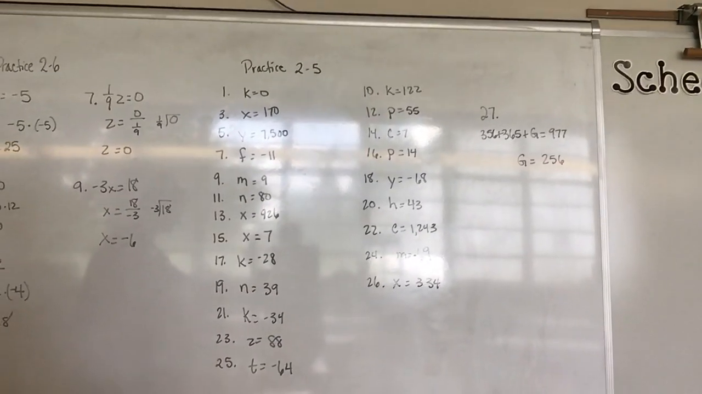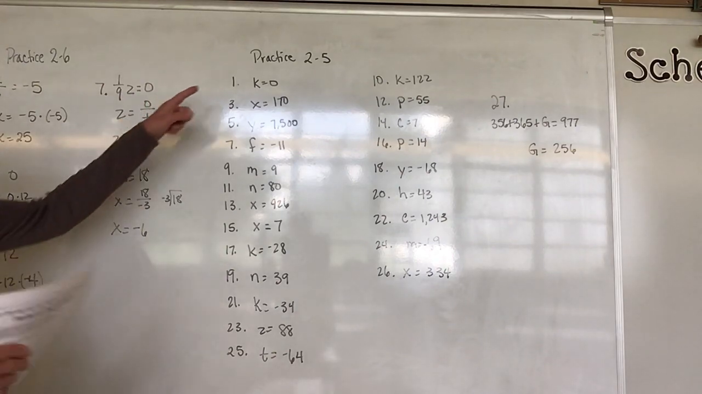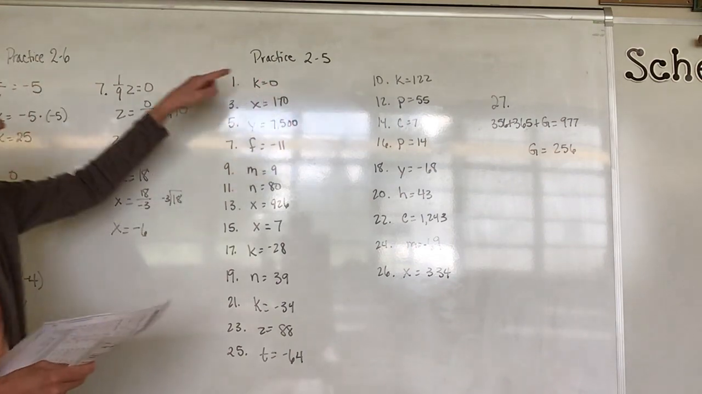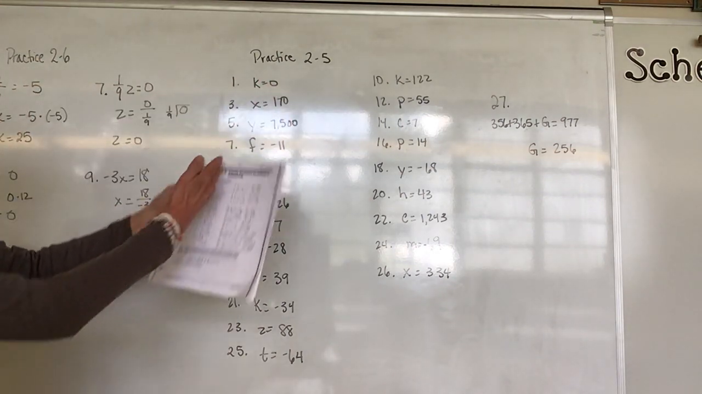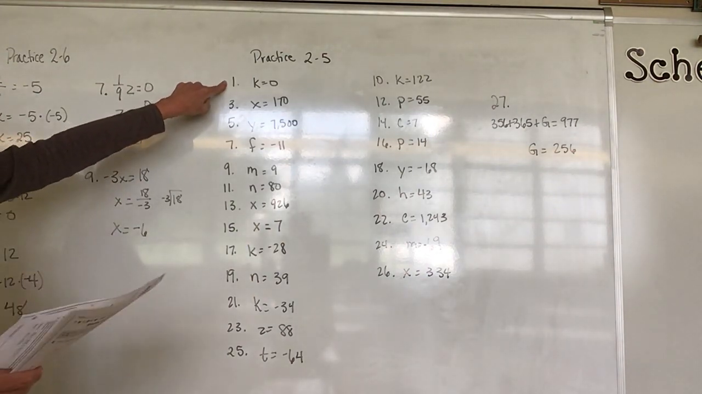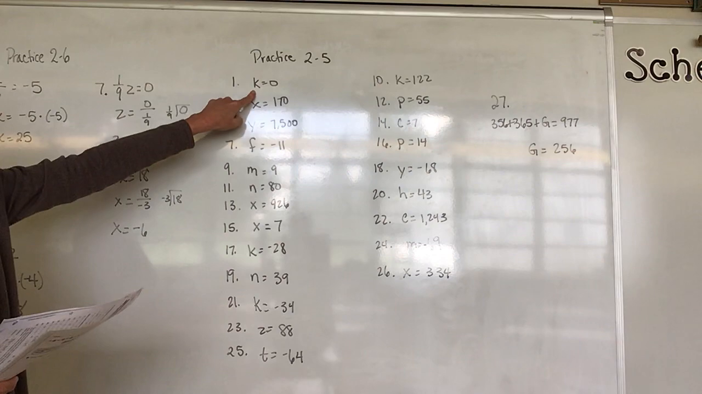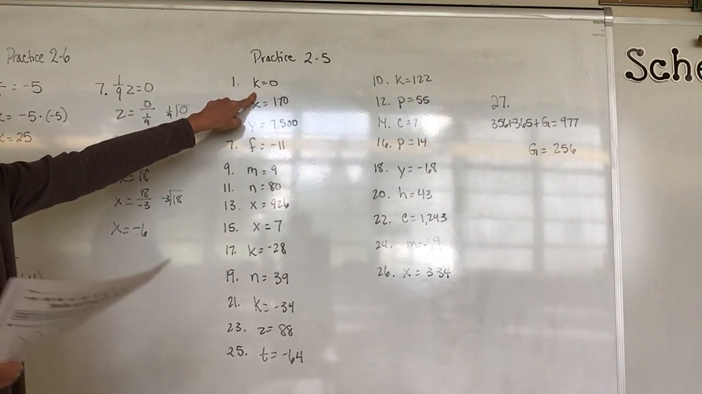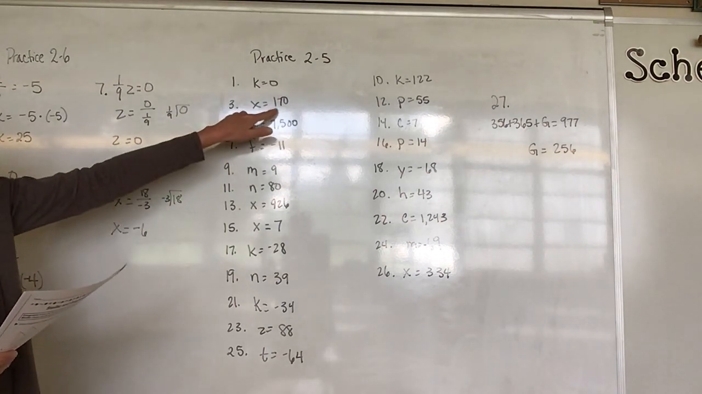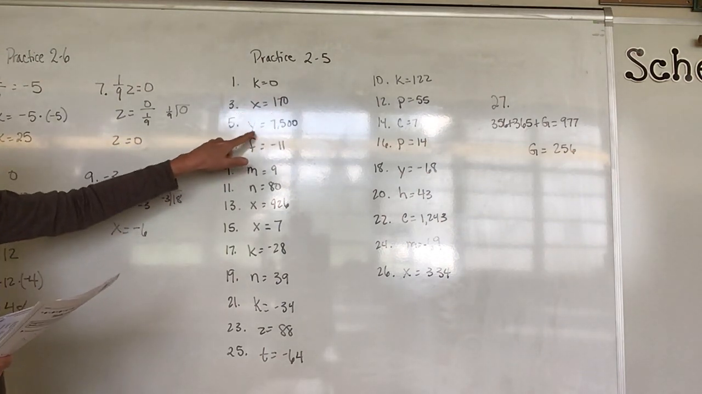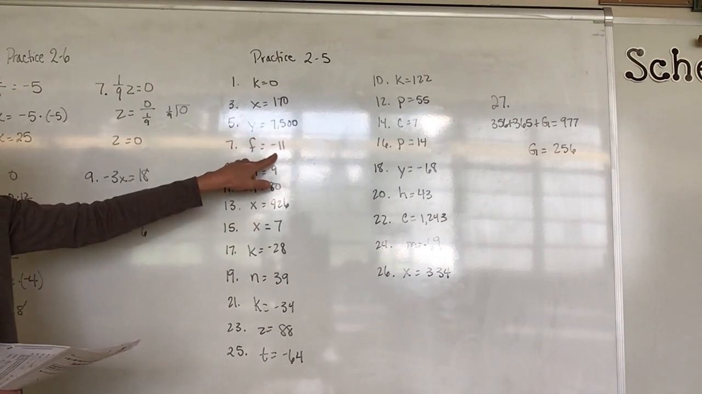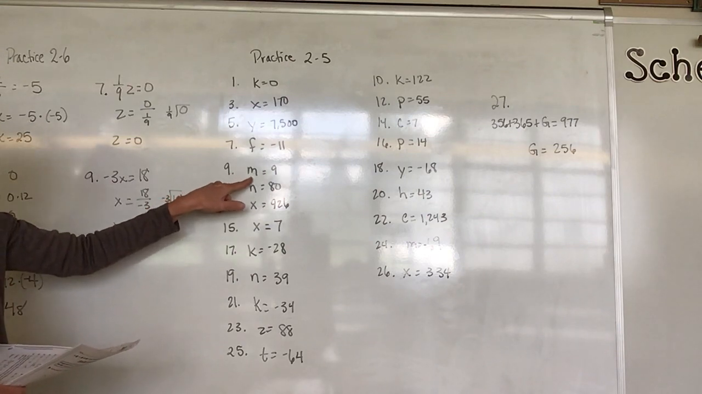So I gave you the evens. I started on number 10 over here, but let's do all the odds. We'll go down this row first and then we'll come over here. Number 1, and this is the variable. Make sure you always have the right variable. You can't switch variables on yourself, and you need to have the right number. K equals 0. X equals 170. Y equals 7,500. F equals a negative 11. Number 9, M equals 9.